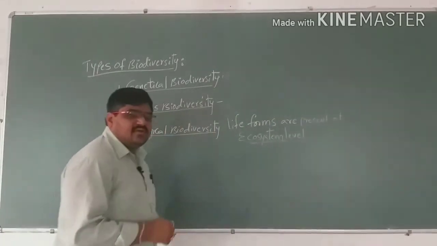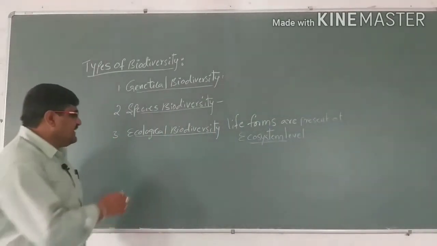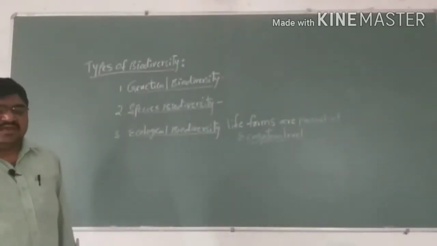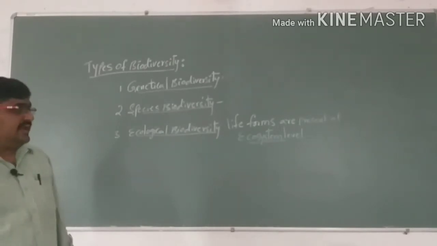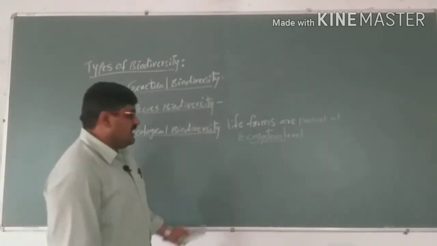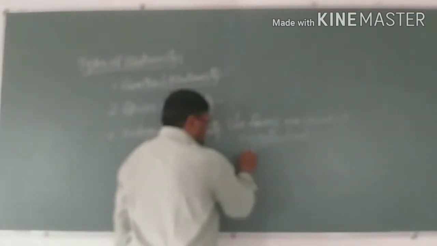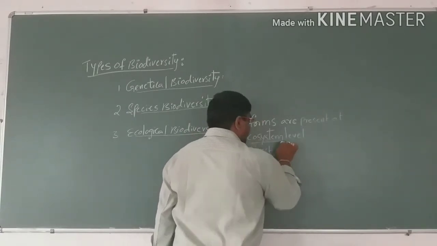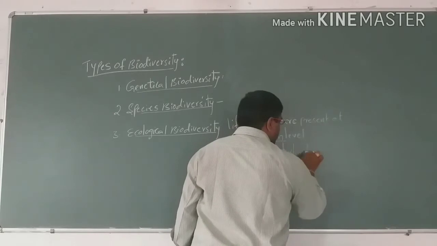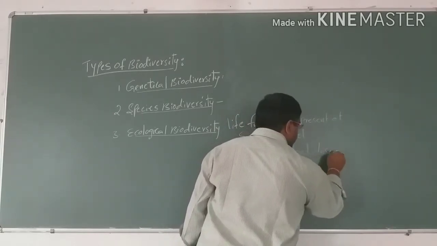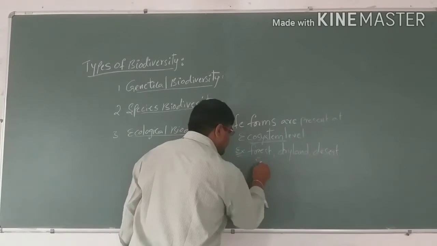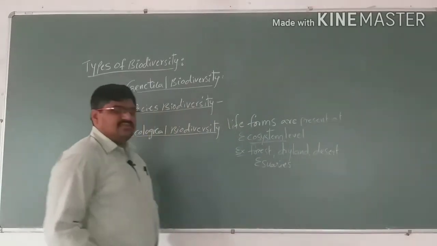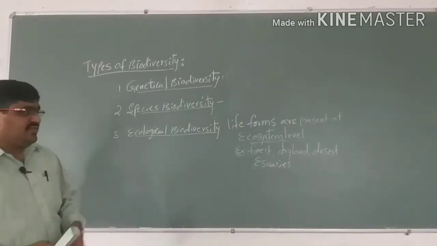If they are present at the ecosystem level, then we can call that an ecological biodiversity. For example, we can take a forest ecosystem, a dry land ecosystem, a desert ecosystem, or an estuary ecosystem. So these are the various levels of an ecosystem where the species are present.